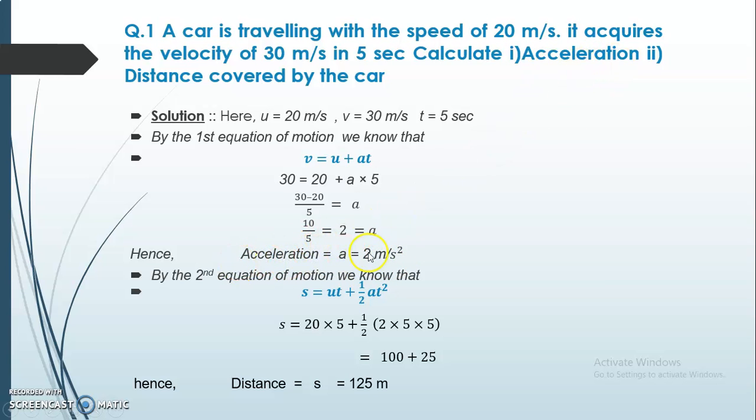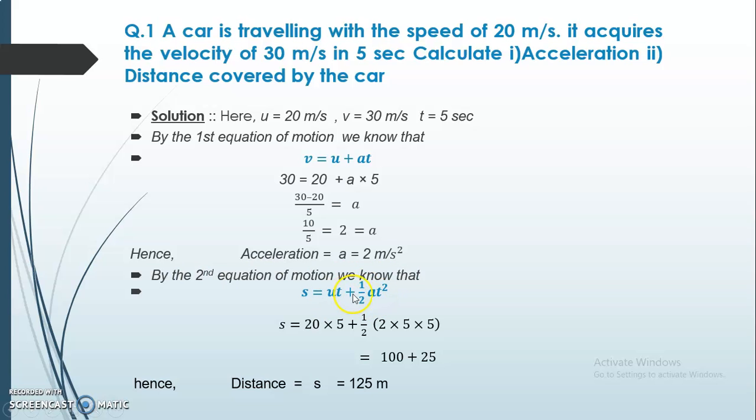Okay, and after that you have to also find the distance covered by the car. Distance is nothing but the s. So you have to use the second equation of motion, that is s is equal to ut plus half at square.